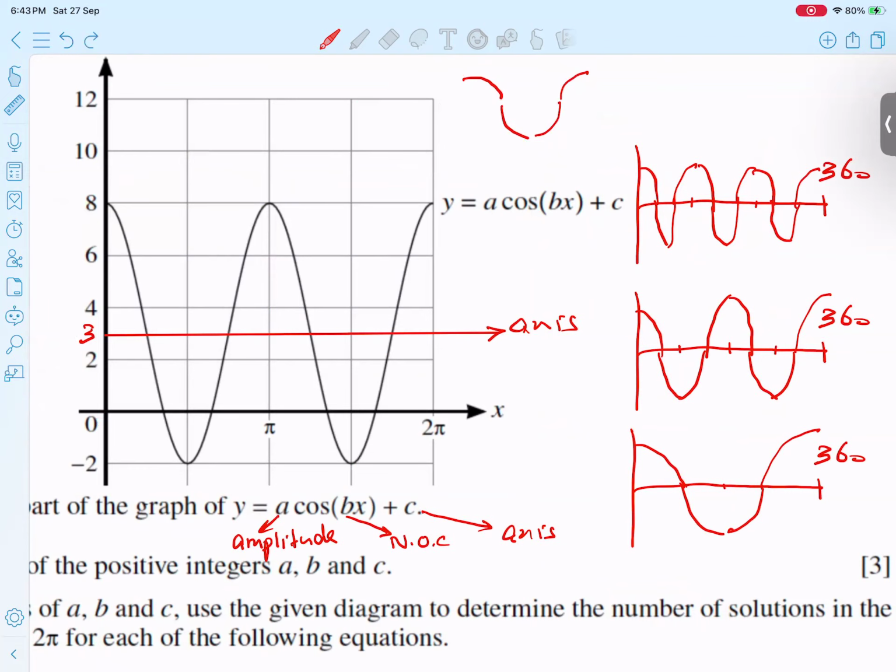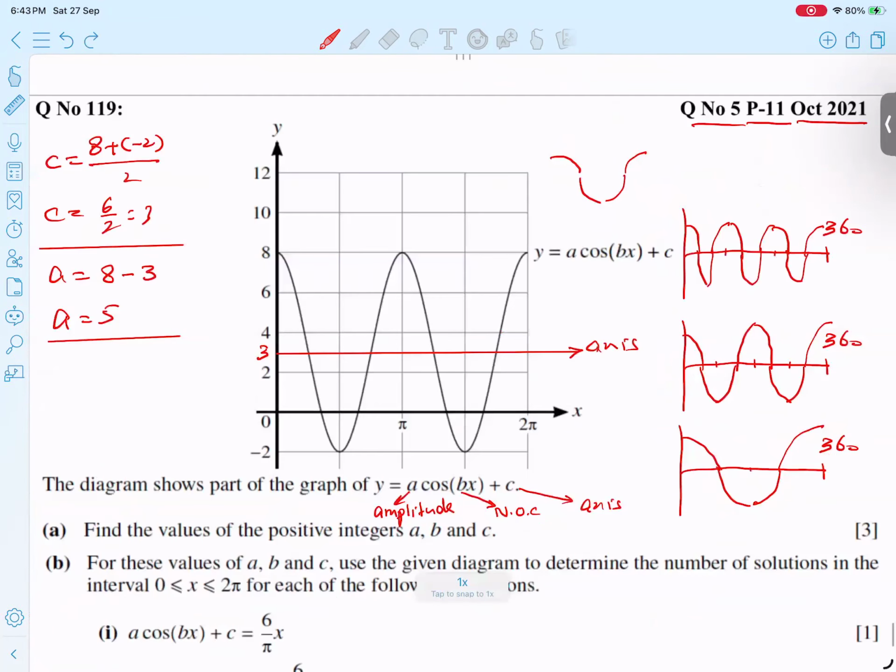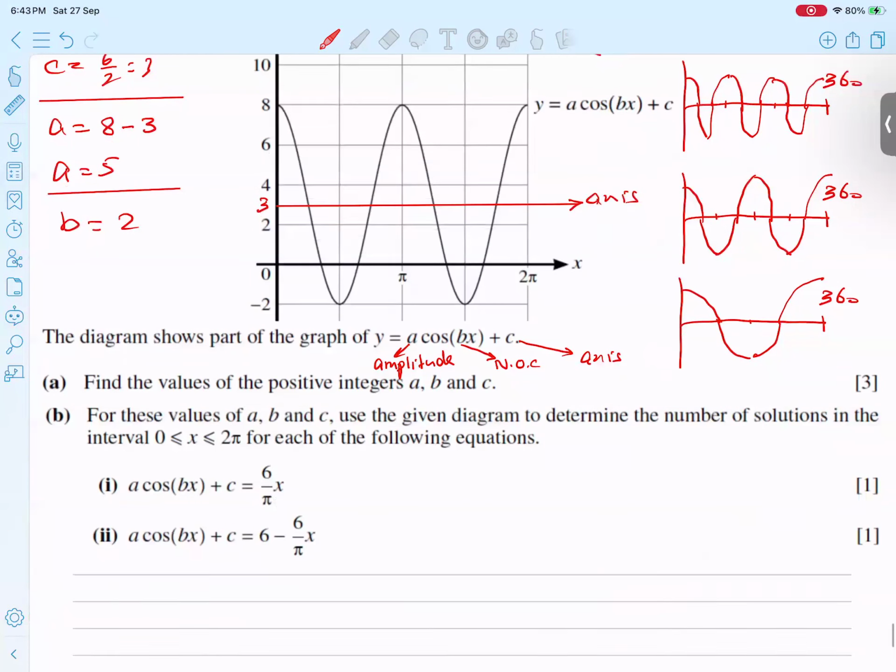So we have a 2 cycle. So naturally, I can say without any hesitation, the B value is equal to 2. I got A, B, C. Alhamdulillah Rabbil Alameen, that is done. So let's talk about the next question.